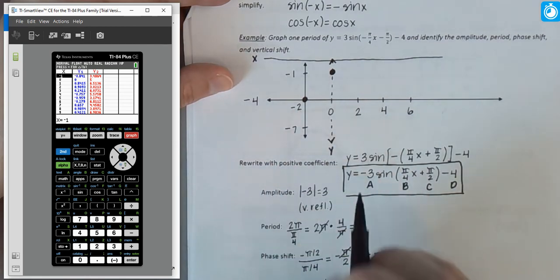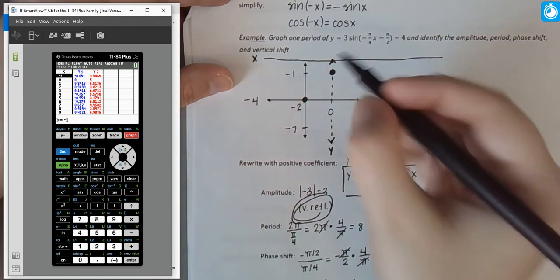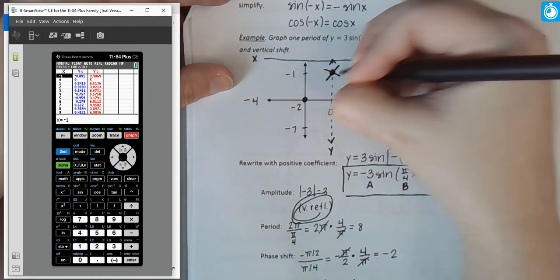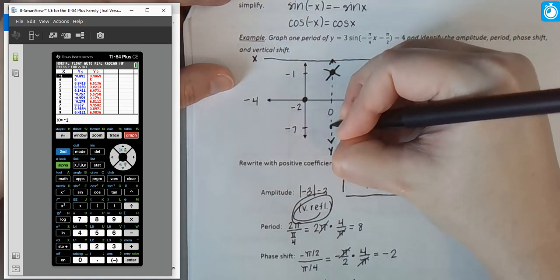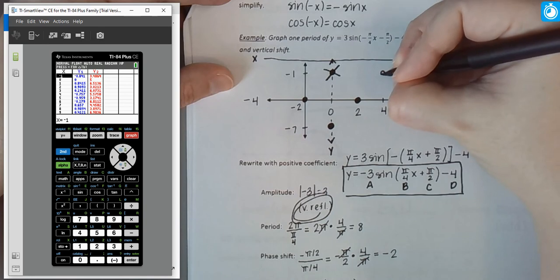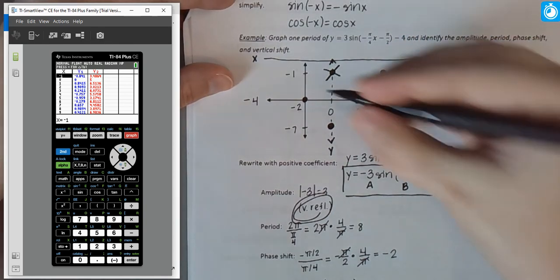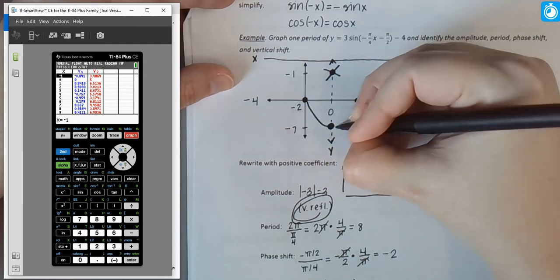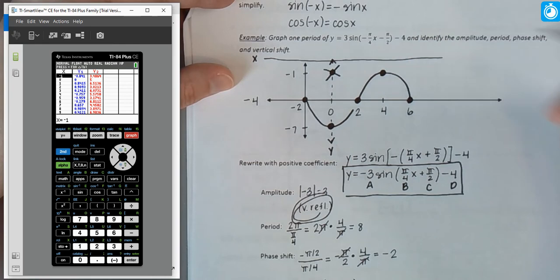Well, everything looks right except that vertical reflection, right? So this point, that's wrong. It should be reflected, right? So we're starting at the center. We go down to the minimum, and then up to our maximum, and then back down to the central line. There we go. That's better. That is going to be our graph.